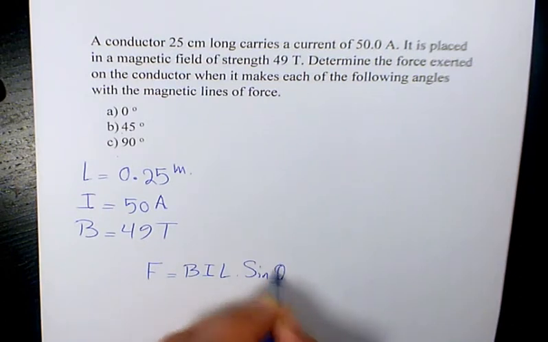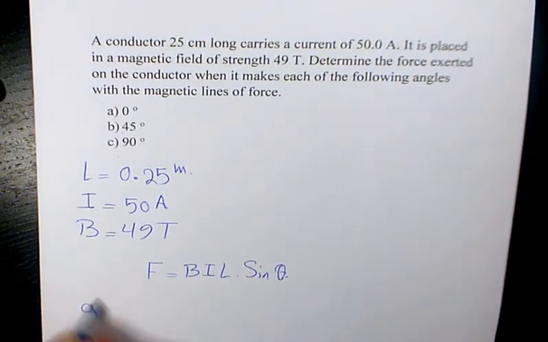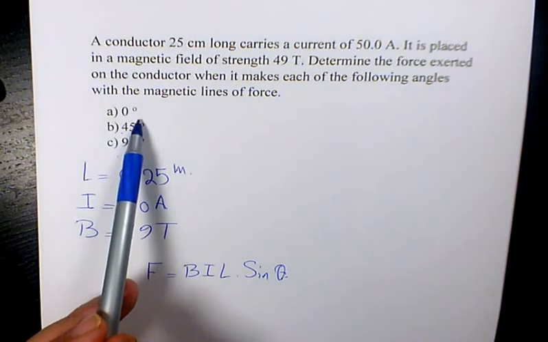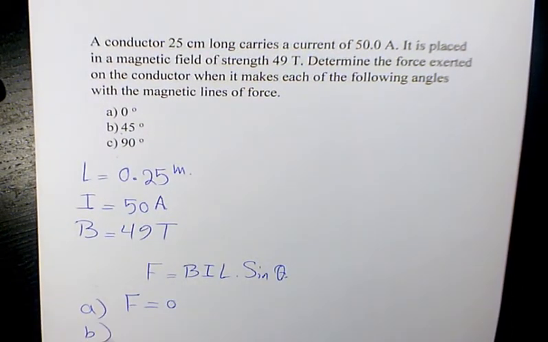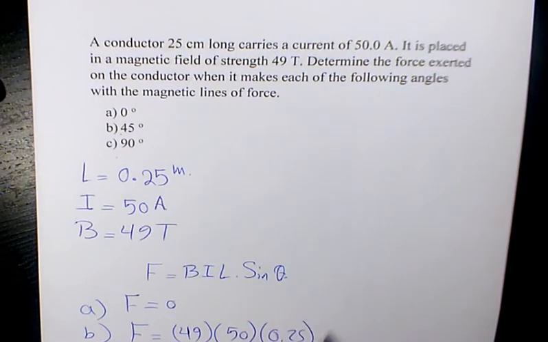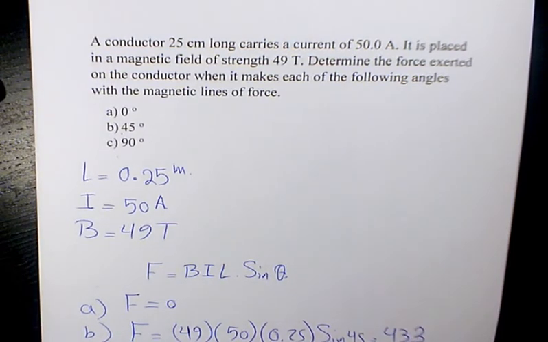The first one, we don't really need to calculate it because sine 0 is going to be 0, so F is 0. For the second, F equals BIL, which is 49 times I, 50, times L, 0.25, times sine 45. So that's going to be 49 times 50 times 0.25 times sine 45. That's going to be 433 Newton.